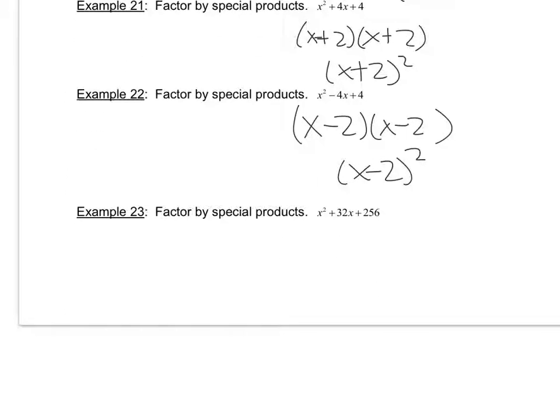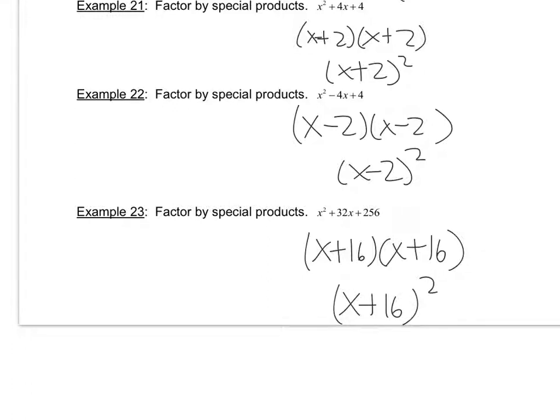Now this one we might need a calculator for, because here 1 times 256 is 256, but it adds to 32. But here's the thing. I remember 256 is a square. What's the square root of 256? It's 16. So this is just x plus 16 times x plus 16, which is x plus 16 squared. Okay, let's go on to another slide.